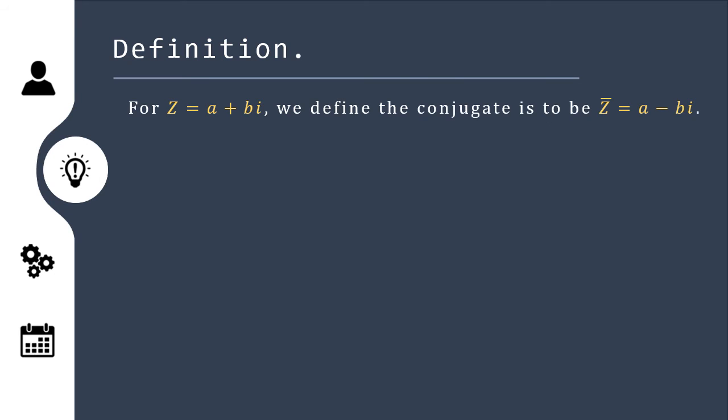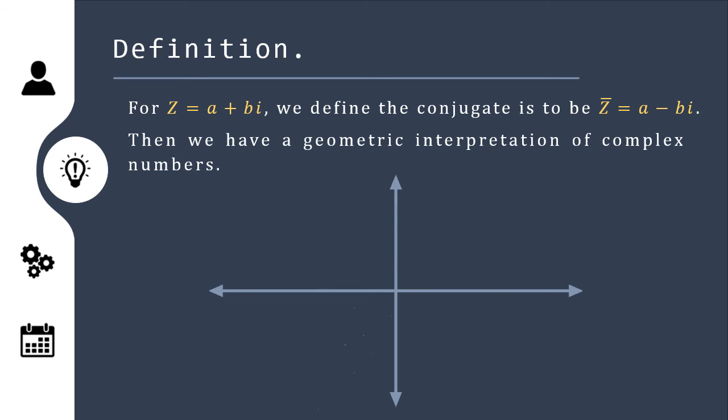For z is equal to a plus bi, we define the conjugate to be z bar is equal to a minus bi. Then, we have a geometric interpretation of complex number, that is, the abscissa x is the real part of complex numbers and the ordinate y is the imaginary part of complex number.